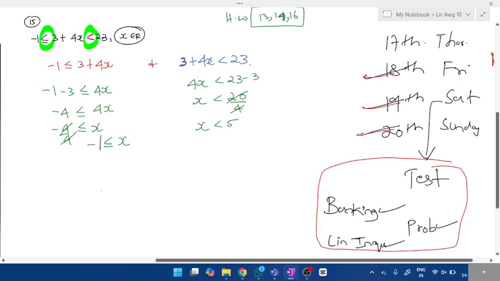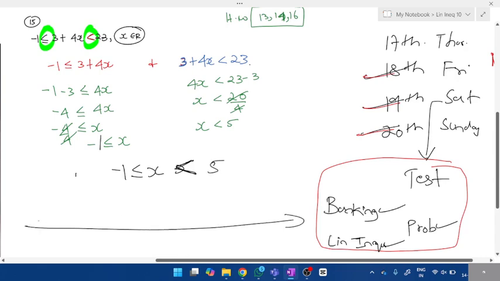Minus 1, x, is less than 5. Yeah, the final equation is minus 1 is less than or equal to x, and that is less than 5. Okay, real number, you need a line, students. You need a line: 0, 1, 2. Okay, draw the number line, complete this question, and we'll end the class.